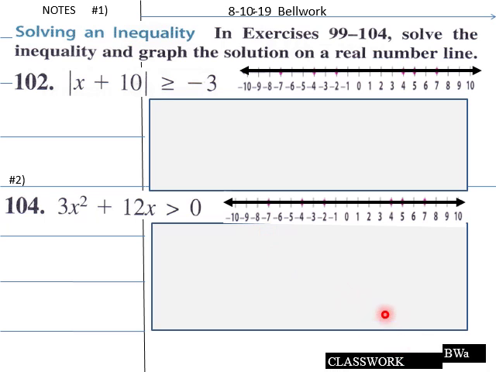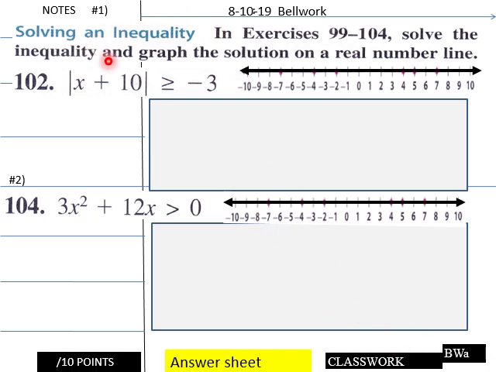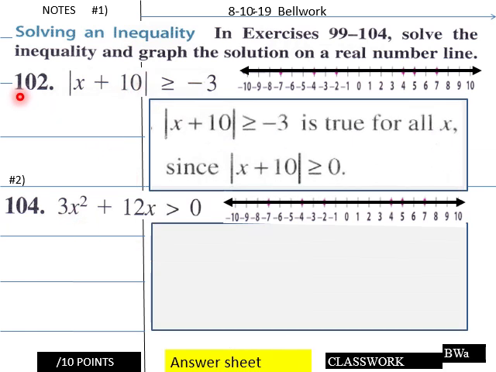Okay, so the solutions for today's bell work for inequalities: solve the inequality and graph the solution on a real number line. Here are our number lines for inequalities. For this one, 102, the absolute value of x plus 10 is greater than or equal to negative 3, which is true for all x, since any quantity inside absolute value will be greater than or equal to 0. So it'd definitely be greater than negative 3. So the solution is true for all x, and it'd just be an open number line that expresses true for all x.